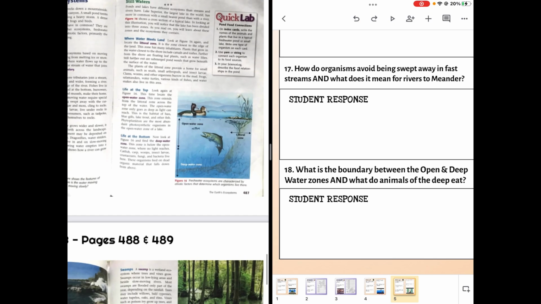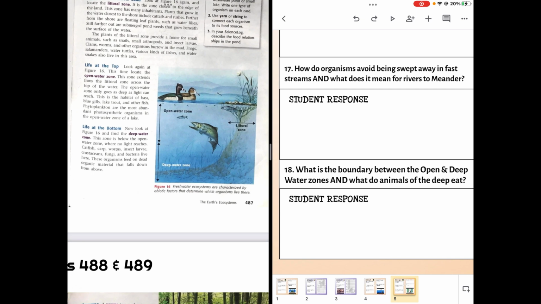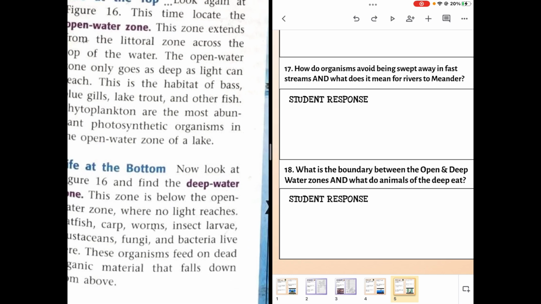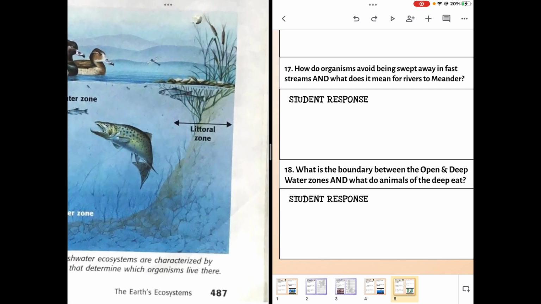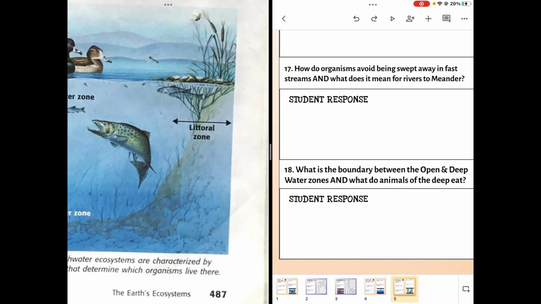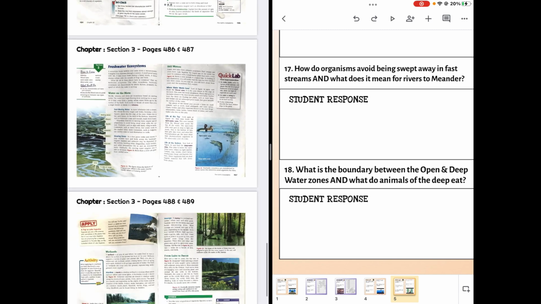Now, lakes have boundaries just like oceans have boundaries. And what is the boundary between the open and deep water zone? So life at the top is the open water zone, and then life in the deep is the deep water zone. You have to read between these two to figure out how we know the difference. The littoral zone is the area right next to shore, next to land. So land and littoral, the letter L, are how I remember that.